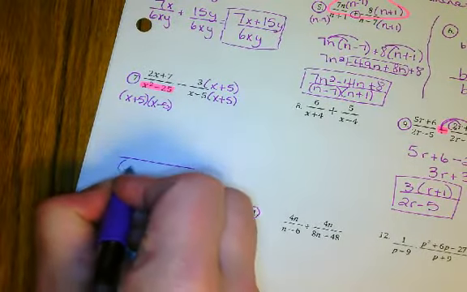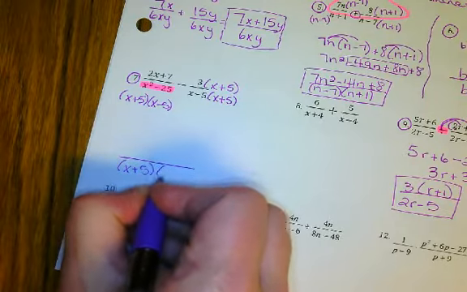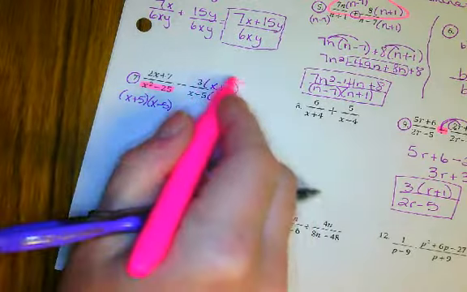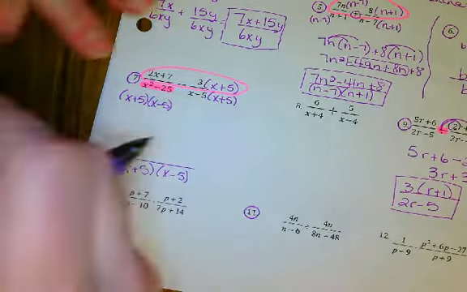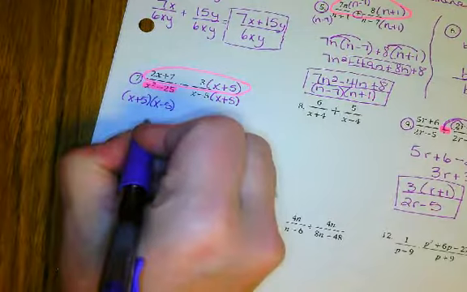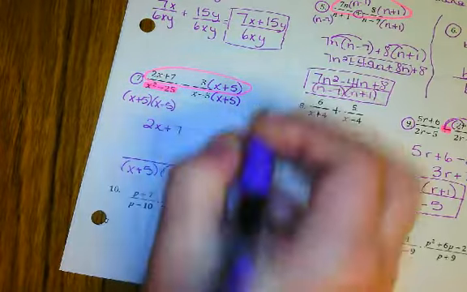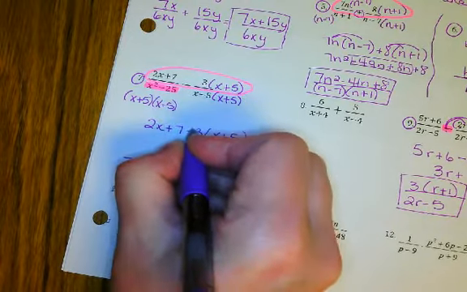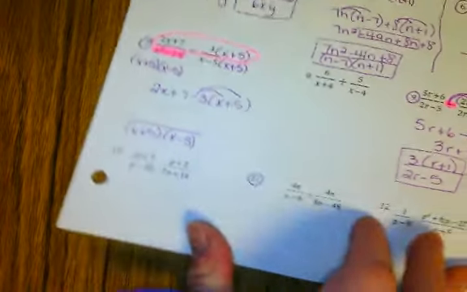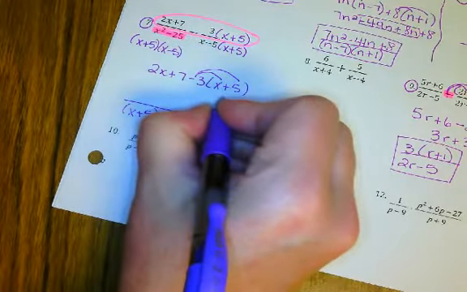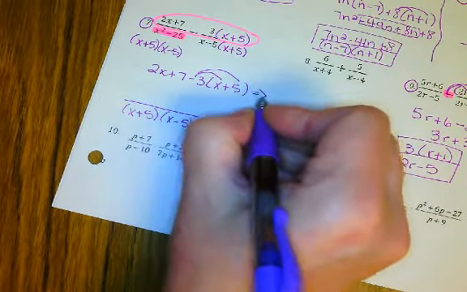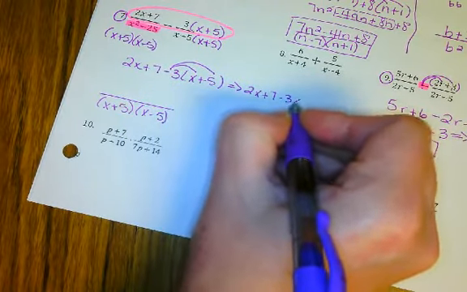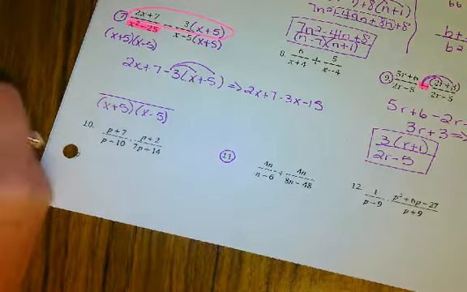Okay, so my common denominator is going to be x plus 5, x minus 5. And then again, I'm only focusing on that numerator. So on top there, I have 2x plus 7 minus 3x plus 5. Now, I've got to make sure that I distribute that negative 3. So if I do that, what I now have is 2x plus 7 minus 3x minus 15.